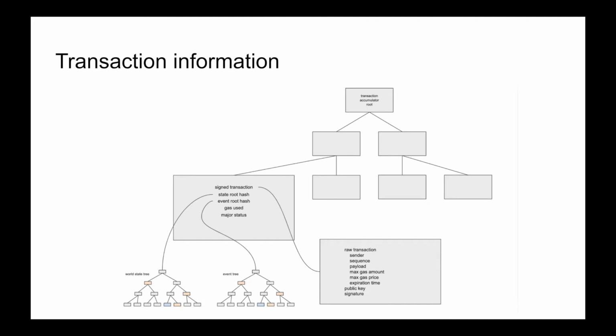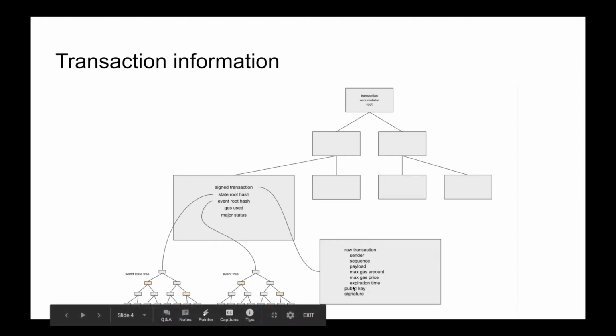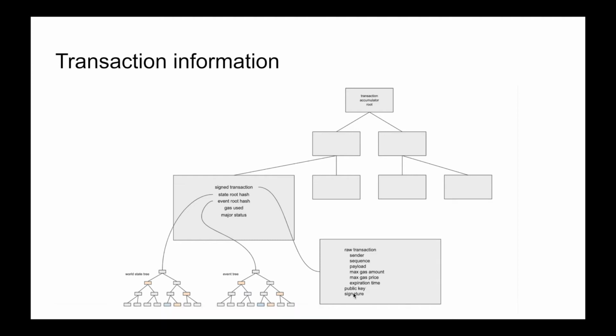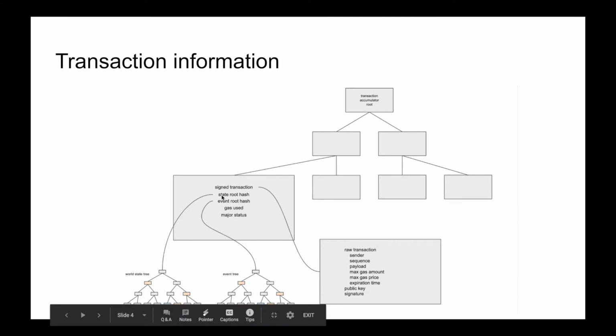The transaction information is a basic object that Libra adds to the transaction Merkle tree. It consists of the transaction information like the raw transaction, the public key and the signature. Also, it contains the execution result of the transaction, like the state and the events.